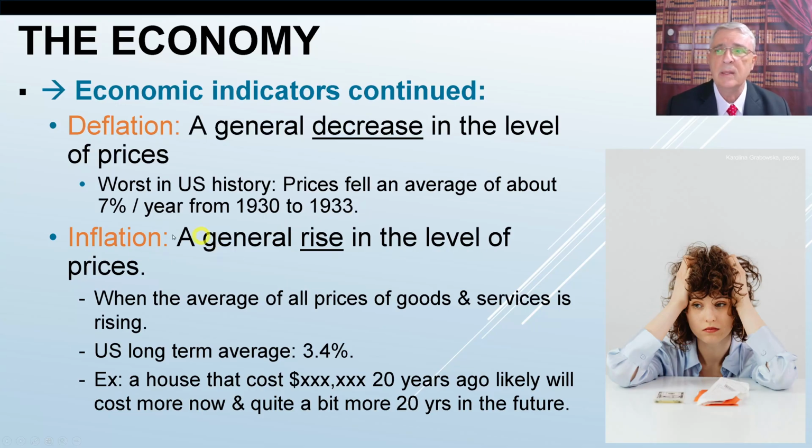Inflation is a general rise in the level of prices. So when the average of all prices of goods and services is rising, and that's across the United States. The long-term average per year is about 3.4%. If it's more than 3.4%, well, people start complaining. If it's less than that, people may start complaining because it may mean that the economy is slowing down. So for example, a house that cost a certain number of dollars 20 years ago will likely cost more now, and it's going to cost quite a bit more in 20 years. But it should go up in increments of 3.4% per year if the economy is running at an average pace.